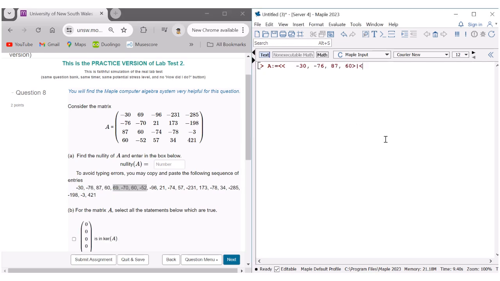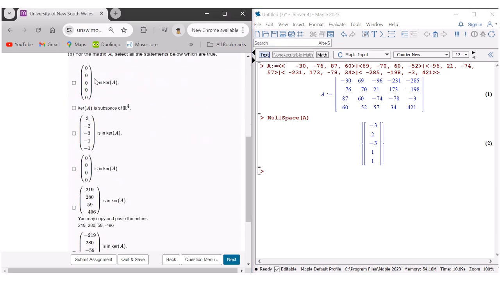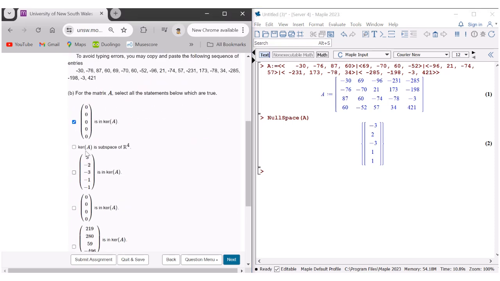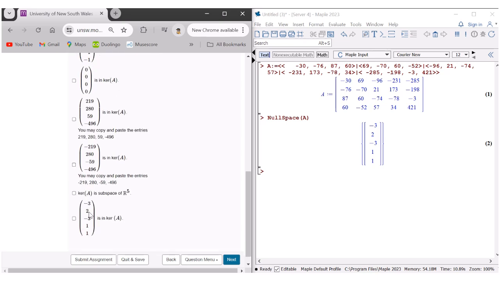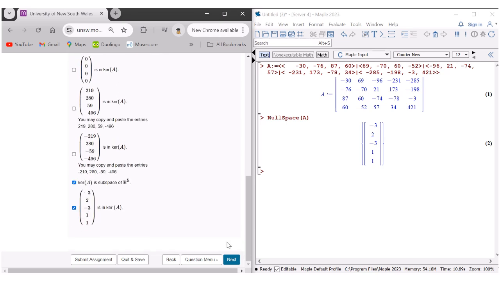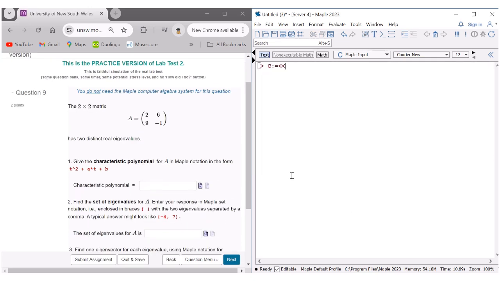Just gonna tediously copy these ones in. Want to know the nullity, so the null space is just one, and it's five rows, so it should be this one, to of R5. Okay, so we use A, we use C.